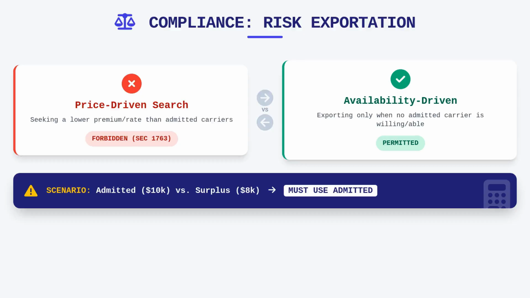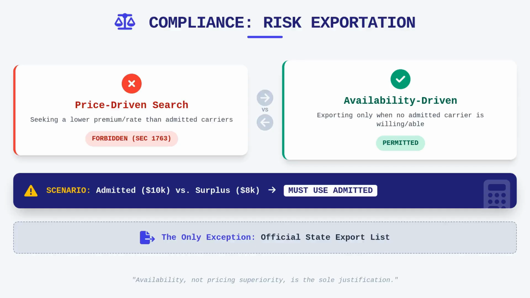The admitted carrier must be utilized because availability, not pricing superiority, is the sole justification for entering the surplus lines arena. The only exception to this rule applies to specific coverages placed on the state's official export list, where the insurance commissioner has already determined that an adequate admitted market does not exist.